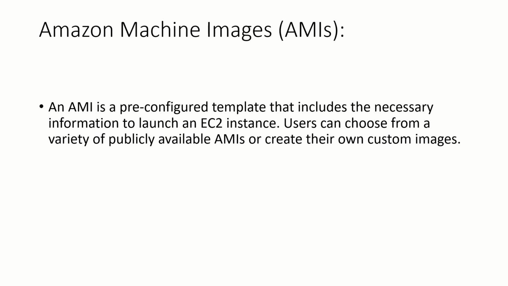Now let me go to the next slide and discuss Amazon Machine Images. So what is an AMI, or you can say Amazon Machine Image? An AMI is a pre-configured template that includes the necessary information to launch an EC2 instance. So this is a kind of virtual image that contains the information to launch an EC2 instance. When you are going to create an EC2 instance, you need to select an AMI. Users can choose from a variety of publicly available AMIs or create their own custom images.